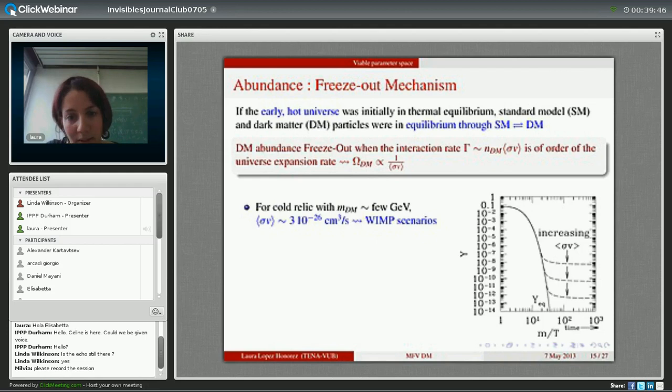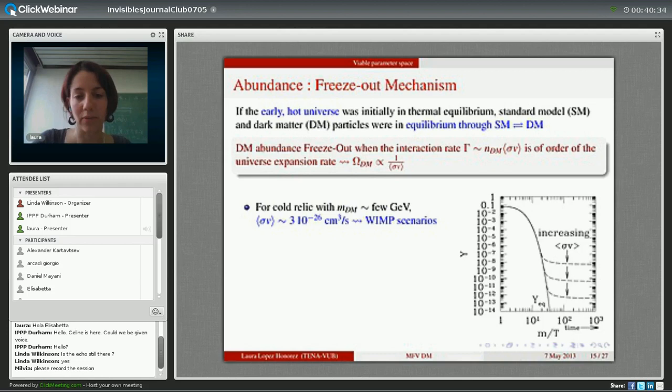Okay, so now typically for cold relics with a few GeV mass, in order to have a relic abundance of order 25%, 27% of the matter energy content of the universe, you have to ask that the annihilation cross section of the dark matter is of order 3×10⁻²⁶ centimeter cubed per second. When we talk about this type of annihilation cross section, we refer to it as the typical weakly interacting massive particle scenario, because these cross sections are of the order of a weak interaction for a dark matter candidate, which would be of order some hundreds of GeV or TeV range.